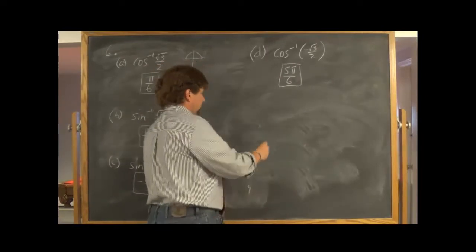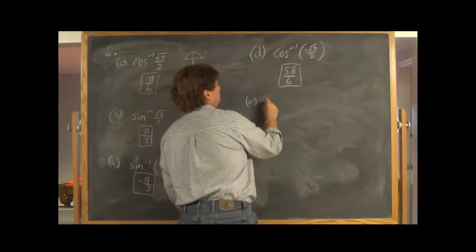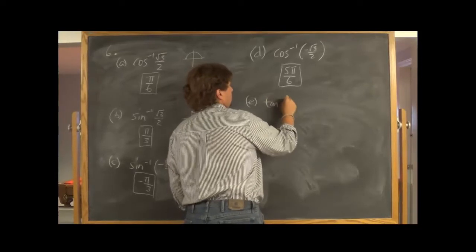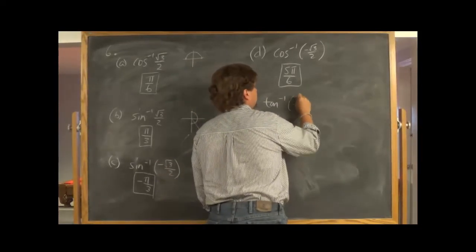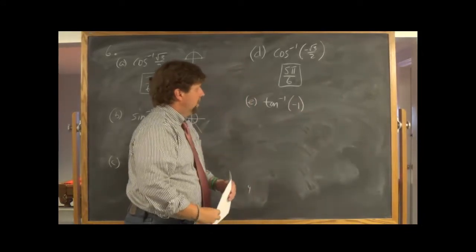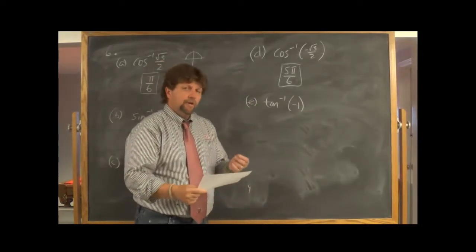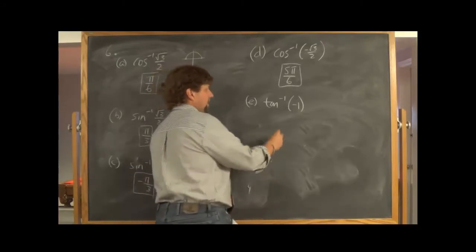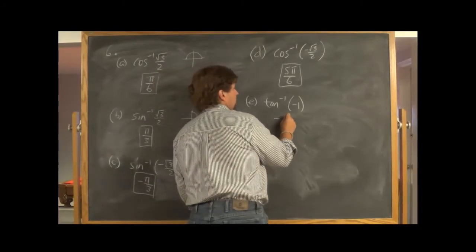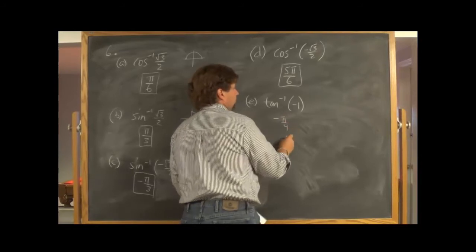For E, you're asked to find the inverse tangent of negative 1. I expect you to know pretty quickly, off the top of your head, that inverse tangent of negative 1 is negative pi over 4.